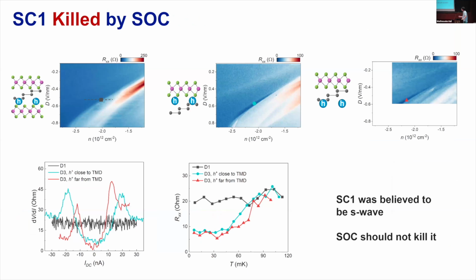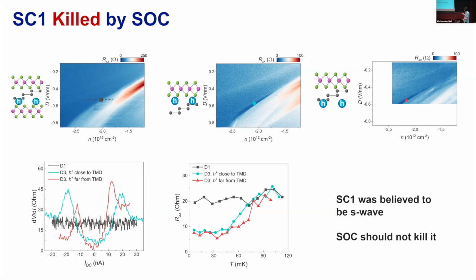And lastly, I want to talk about SC1, because SC1 was thought to be the simplest superconductivity observed in trilayer graphene. There's no Pauli limit violation. Everything looks like it's a simple S-wave superconductor. And what we found is that when you have strong enough spin-orbit coupling, this SC1 state gets completely killed. Okay, and this also happens in a gradual way.